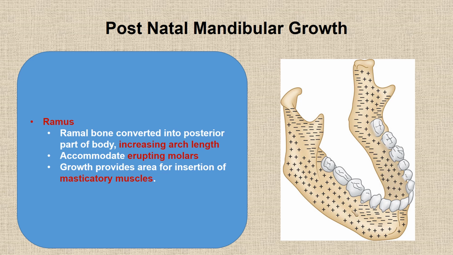Now, as the ramus is remodeled posteriorly, the anterior part of the ramal bone becomes part of the body of the mandible, and this increases the arch length. Now, this is to enable the mandible to accommodate the erupting molars. The growth also provides an area for insertion of the masticatory muscles.